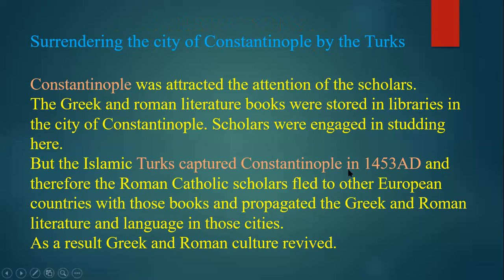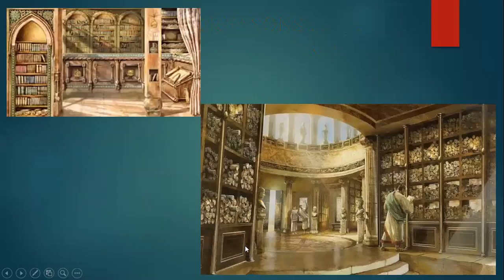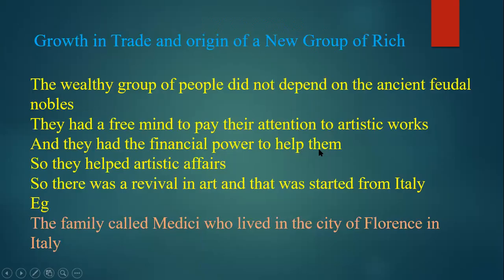But the Islamic Turks captured Constantinople in 1453 AD, and therefore the Roman Catholic scholars fled to other European countries with those books and propagated the Greek and Roman literature and language in those cities. As a result, Greek and Roman culture revived. Now, these are the libraries here in Constantinople. You can see a huge amount of Roman and Greek books were here. Latin and Greek books were deposited here. These were the European scholars who were studying here. They fled when Constantinople was captured by Turks.